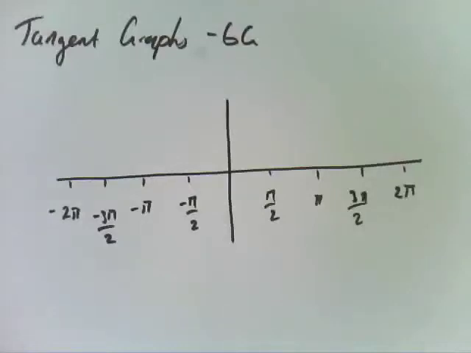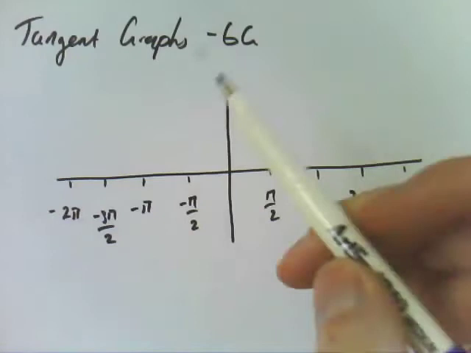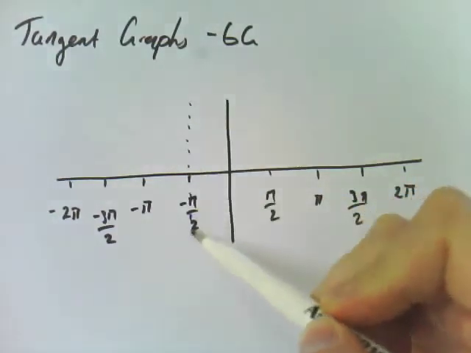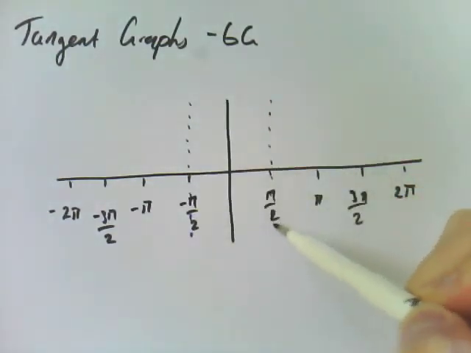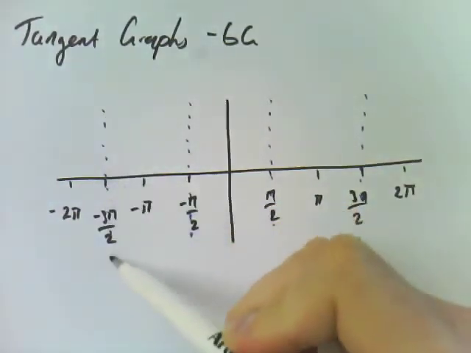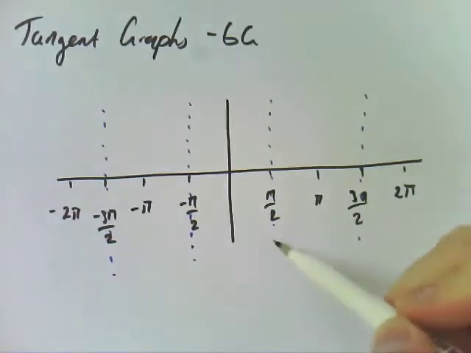Tan graphs are different to cos and sine graphs because they don't have the same cyclic nature. Tan graphs have vertical asymptotes, where I'm doing these blue lines. Why there? Because that's what I said. That's just how they operate. Every pi, they have an asymptote.